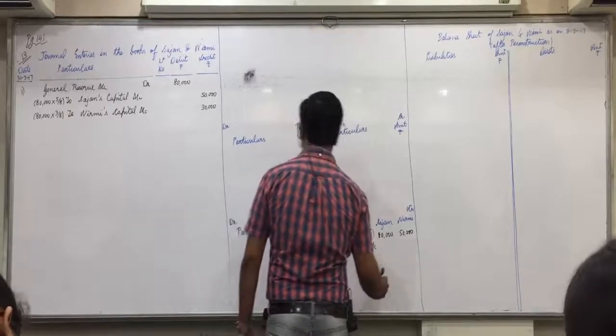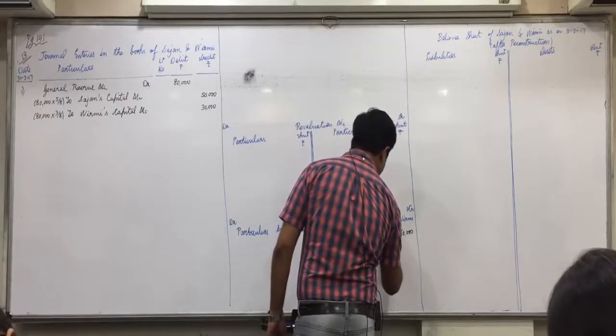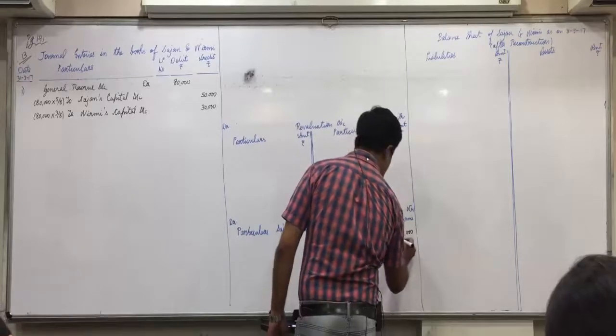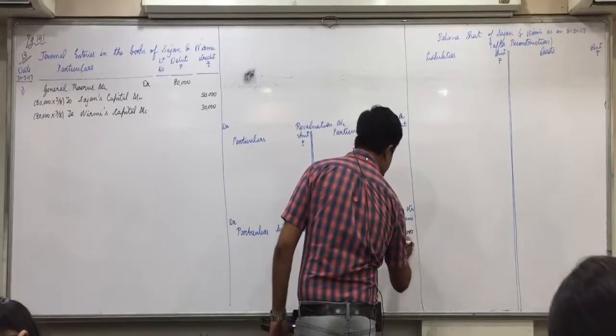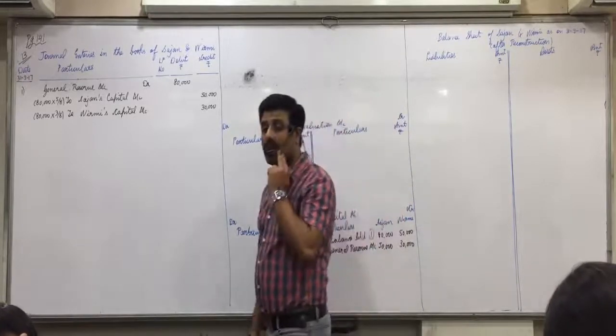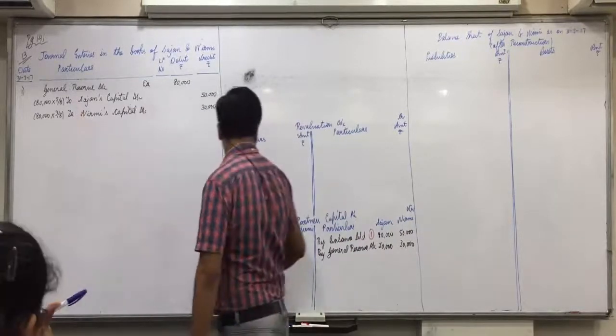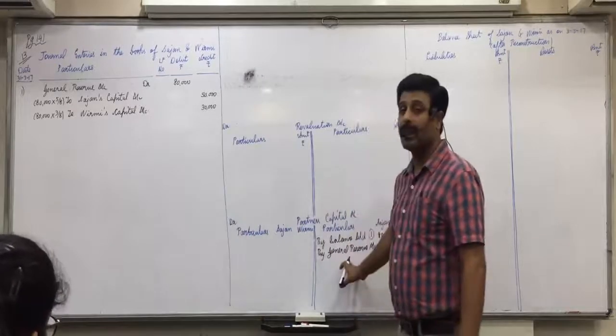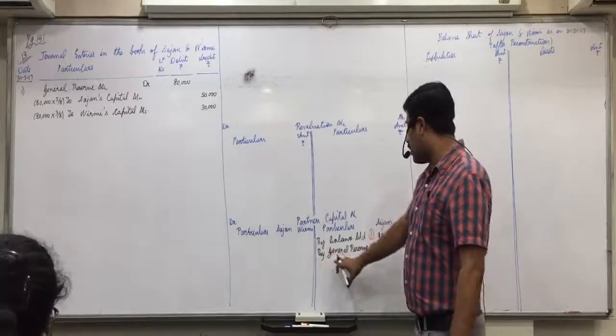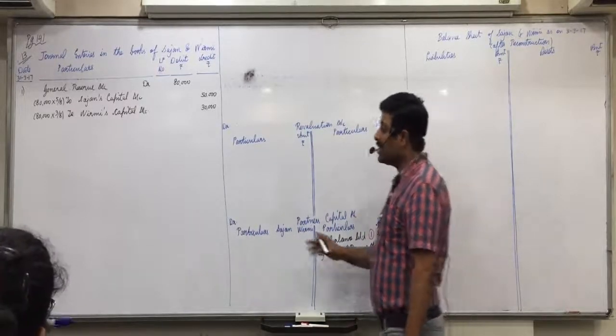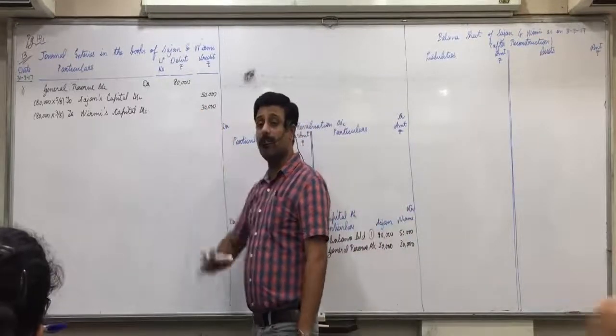In Sajan's column 50,000 and in Nirmi's column 30,000. I repeat, two partners' capital. So in partners' capital we will write on the credit side, opposite account: by general reserve account, Sajan's column 50,000, Nirmi's column 30,000.